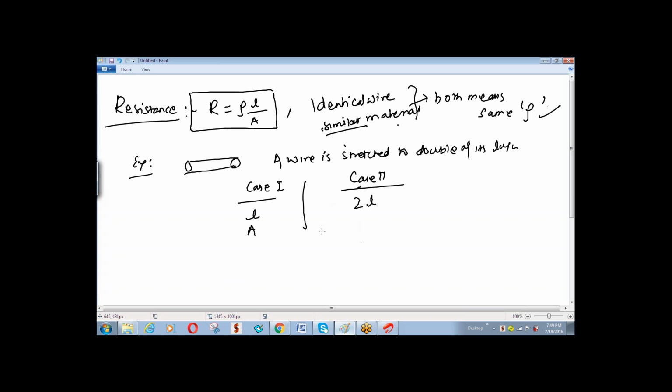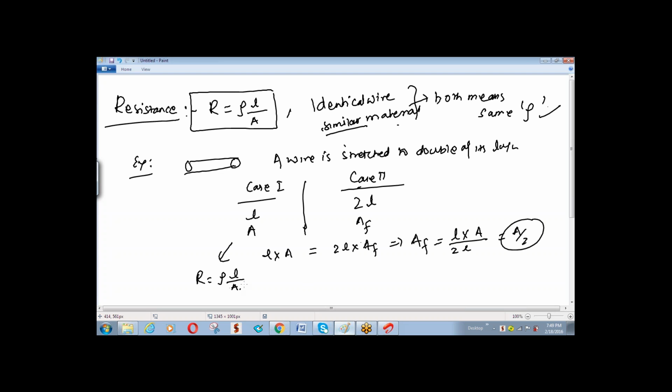Since the volume has to be conserved because mass will be conserved, let's suppose final area is AF. So I will say that initial volume is L into A, finally 2L into AF, and this will give me AF is equal to L into A upon 2L. That will be A by 2. If I want to find resistance in the first case, this was rho L by A. In the final case, it was rho times total length, that is 2L, upon final area. What is the final area? A by 2. So from here I will get 4 times rho L by A.